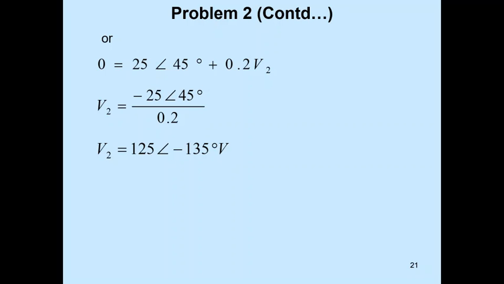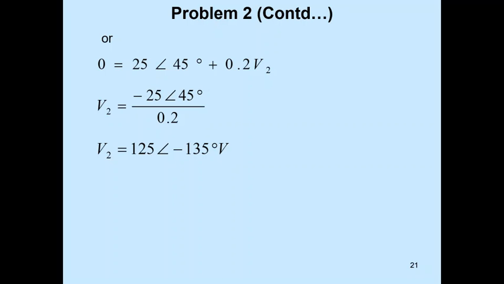So that 215 plus 45 degrees. So minus 25 at an angle of 45 degrees means 25 at an angle of 215 also. 25 at an angle of 215 by 0.2. See, 215 means in the anti-clockwise direction it is 215. In the clockwise direction, that is minus 135 degrees.